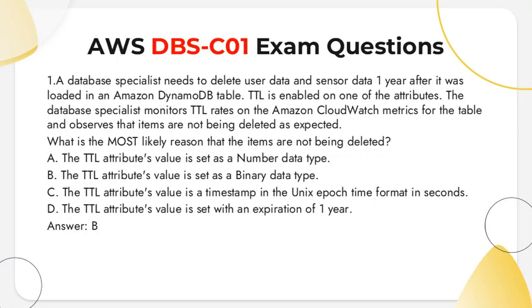A. The TTL attribute's value is set as a number data type. B. The TTL attribute's value is set as a binary data type. C. The TTL attribute's value is a timestamp in the Unix epoch time format in seconds. D. The TTL attribute's value is set with an expiration of 1 year. Answer: B.